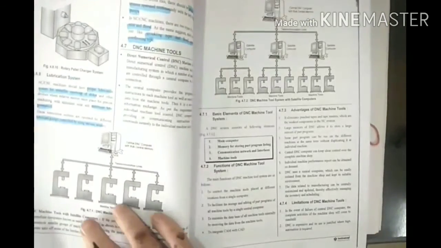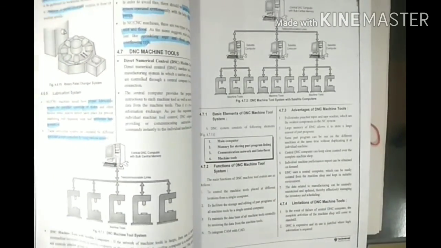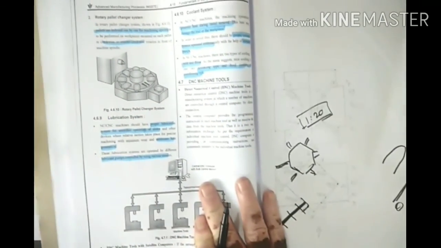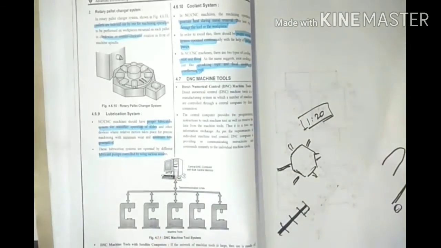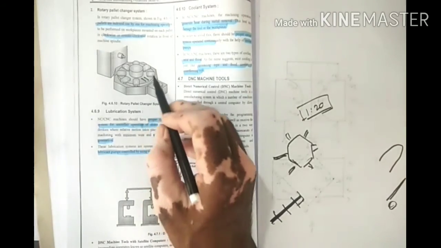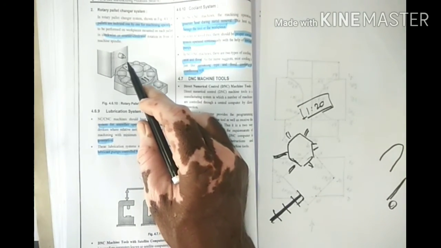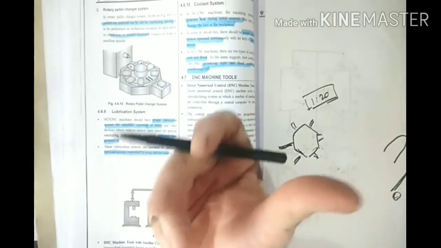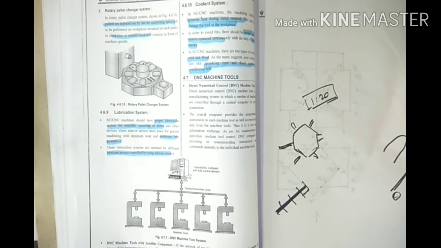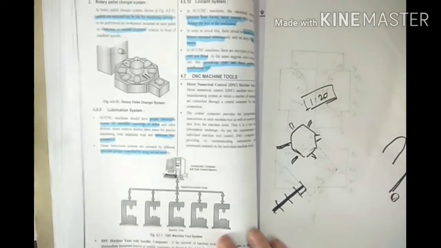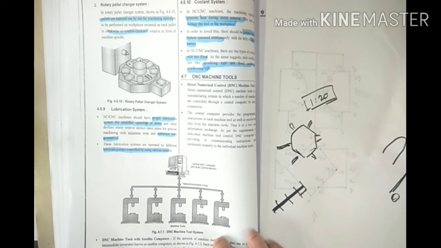Then rotary pallet changer system. In the rotary pallet changer system, as you can see in the figure, pallets are indexed one by one. So at workstation 1 machining takes place, then it rotates to second, third, like that. So indexing one by one for machining operation to be performed on the workpiece mounted on each pallet, in clockwise or anti-clockwise rotation in front of the machine spindle.